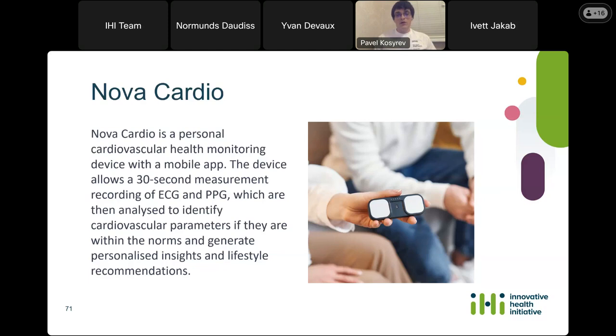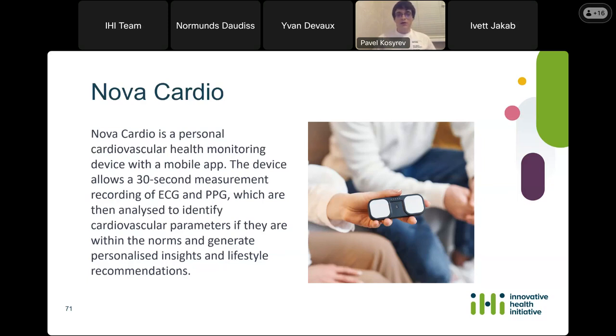Based on those recordings, we identify all the necessary parameters of the cardiovascular system, and through that we can generate recommendations to the person in terms of lifestyle management, and also when it is a good time to see a doctor. And there is also the app that allows the doctor to see and manage the data of their patients, and also to get some of the recommendations.